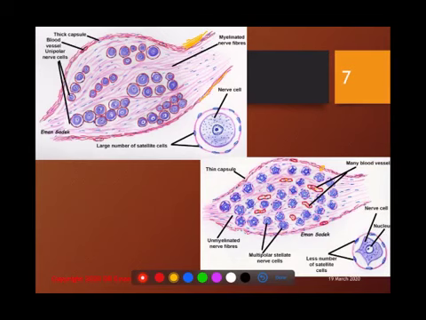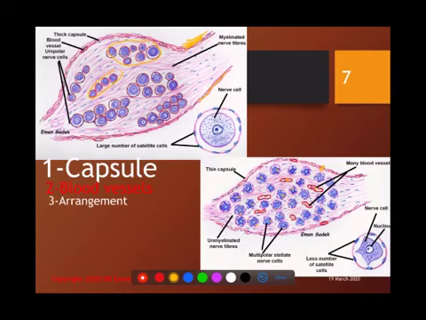Number 3, the arrangement. As I told you before, here the arrangement is in the form of groups or rows. But here they are scattered all through the section. Then we will comment on five points starting with S. So we have finished the capsule, thicker and thinner. We have finished the blood vessels, more and less. Then the arrangement, in groups and rows here, and scattered here.